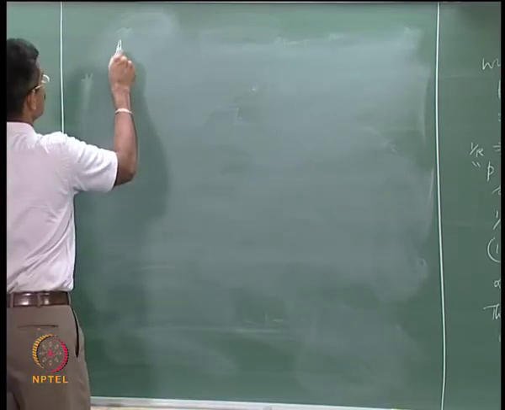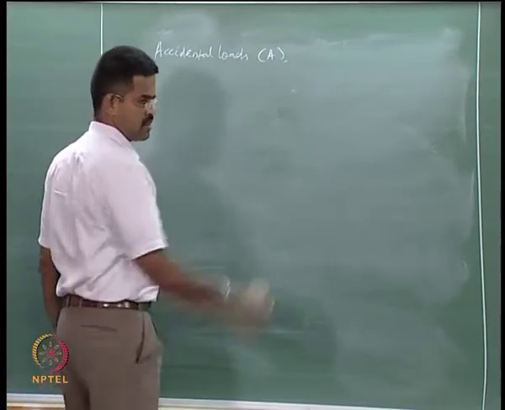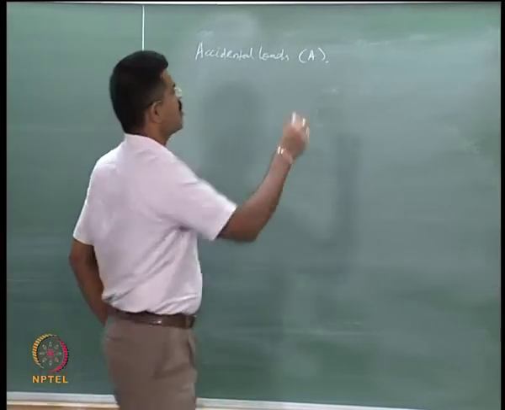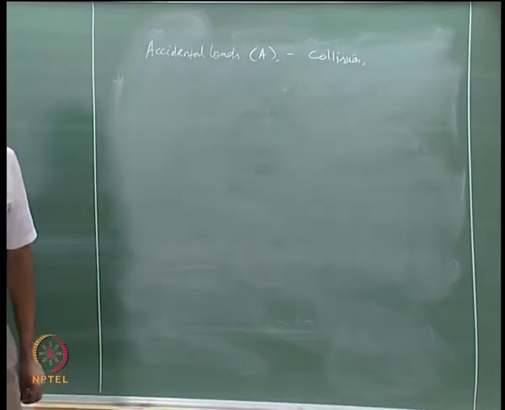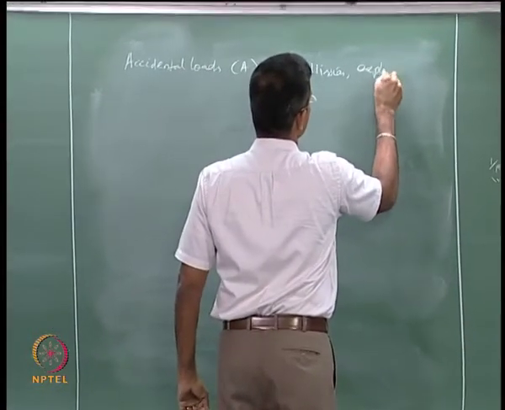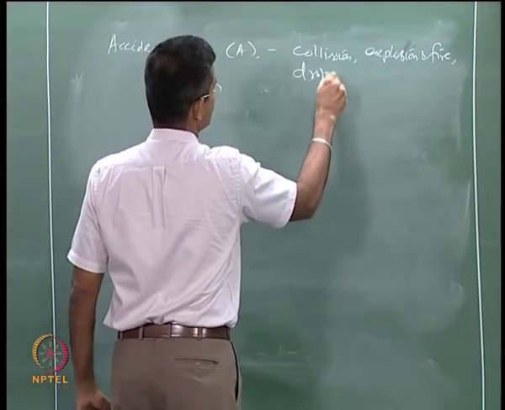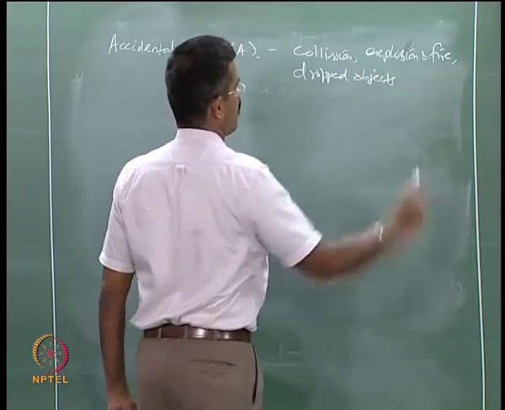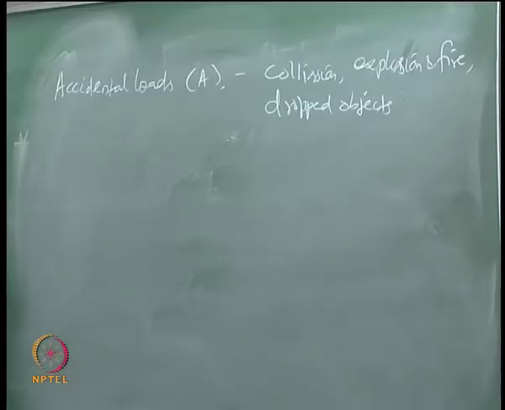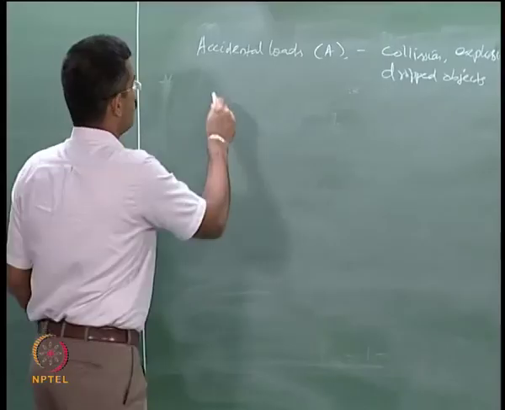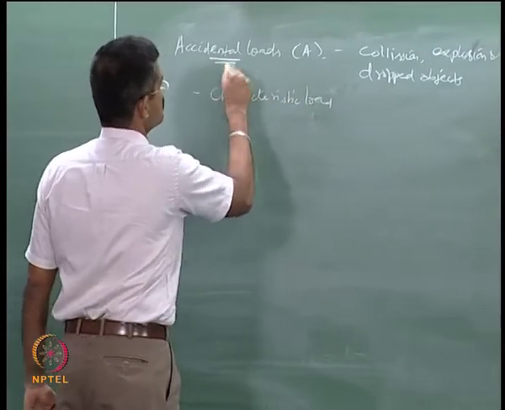We have one more class of load that is called accidental load, which is A class loads. They are caused because of collision, explosion and fire, dropped objects. Objects may fall from the crane hook because of some mismanagement during operation, and can cause impact loads. These are all accidental loads. Now, we need to identify the characteristic load for such accidental loads.